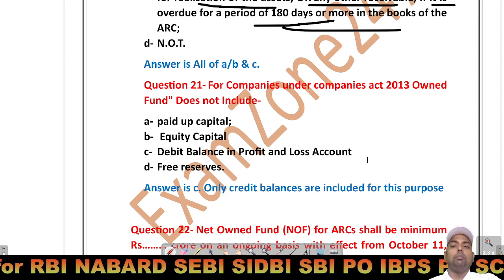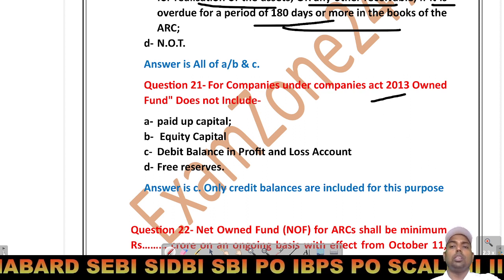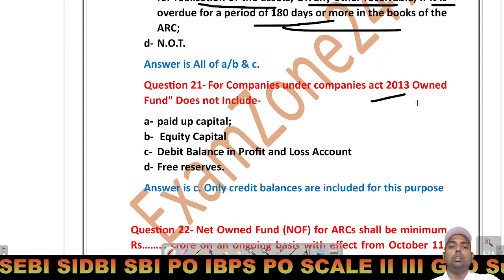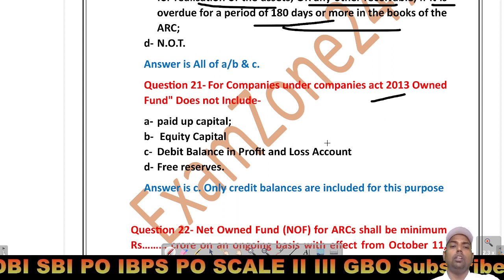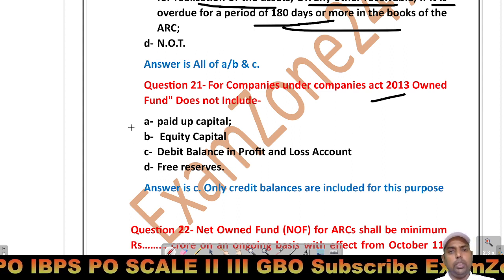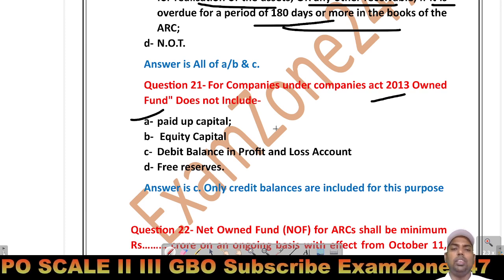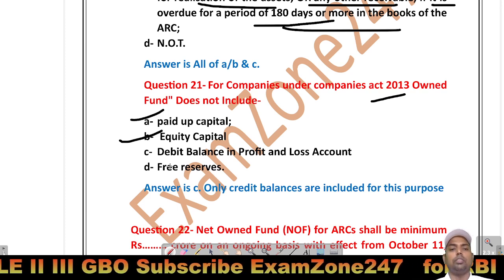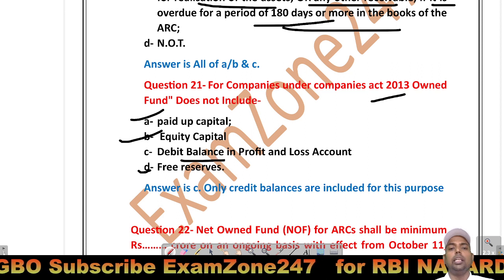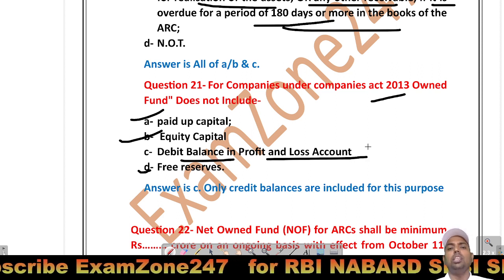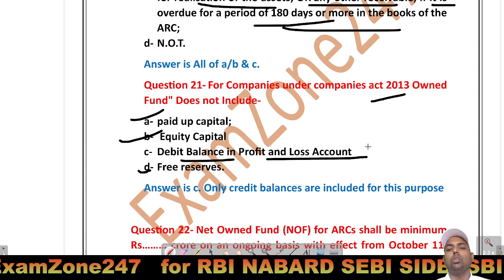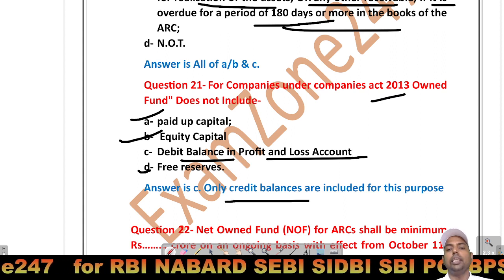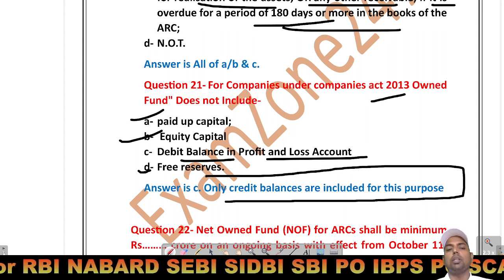For companies under Companies Act 2013, own funds. What is own fund? Equity capital is included. Free reserves of the company are included. Debit balance in the P&L account is a loss, not a fund. Okay, only credit balances are included for this purpose.